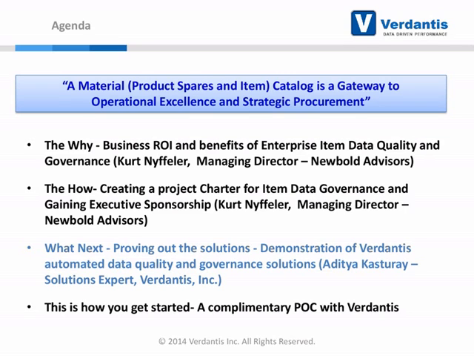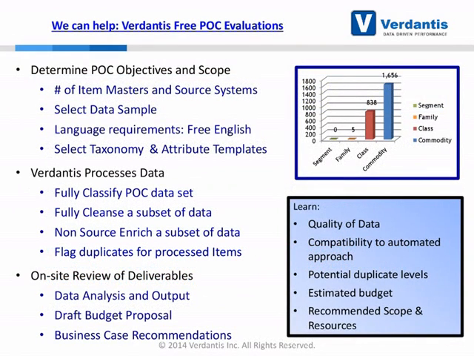One of the things we do at Verdantis is we do a free proof of concept with our clients. That's where we take an agreed upon select data sample, across, say, several commodities, from your item master and other source systems that describe the master data. For English data, we'll do that for free. We're taxonomy agnostic, so we will select the taxonomy of choice, be it custom, PDIX, UNSPSC, ECMA, you choose it. In Europe, we get involved in E-class quite a bit.